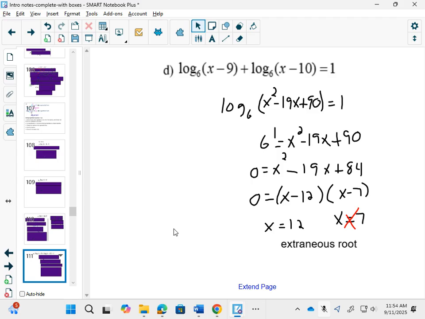Sometimes I find the log equations easier to solve than the exponential equation. It just seems it's not as busy. The 7 doesn't work though. Right, you plug the 7 in, you'll get a negative number.